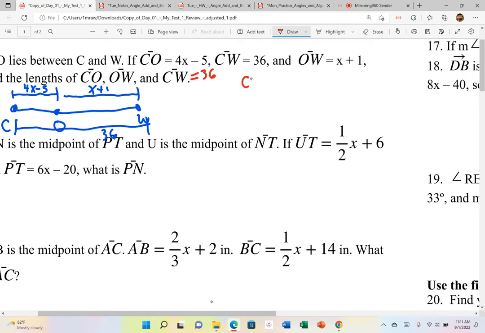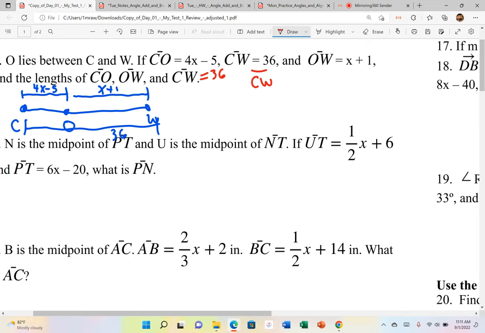I'm going to say that CW is equal to CO plus OW. That's the segment addition postulate, right? I'm adding the two smaller segments that equals the whole segment. I have items that represent that picture, that represent these expressions. So I'm going to go ahead and substitute. 36 is equal to 4x minus 5 plus x plus 1.